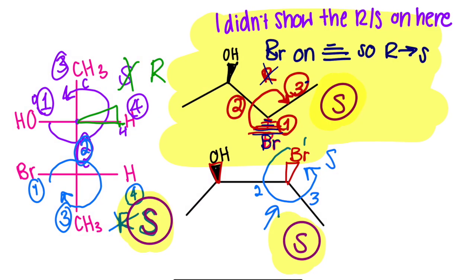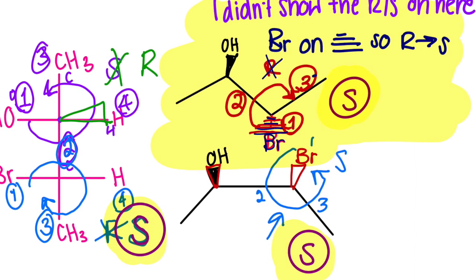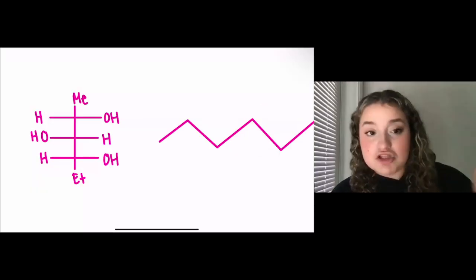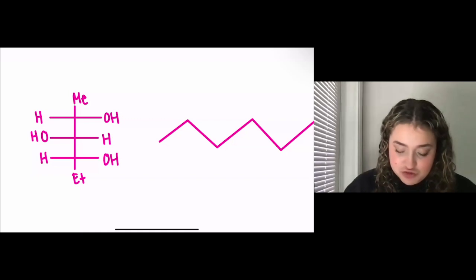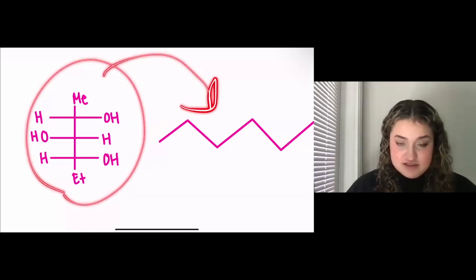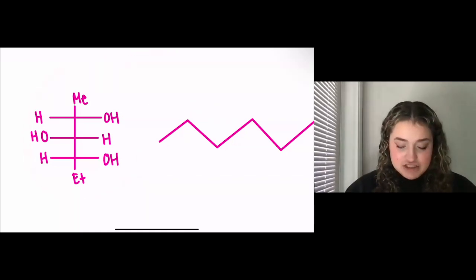That's S. Perfect. I don't want to change it. Bromine stays on a wedge. All right, using that logic, we are going to do this to this. I'm going to start by just counting the carbons.